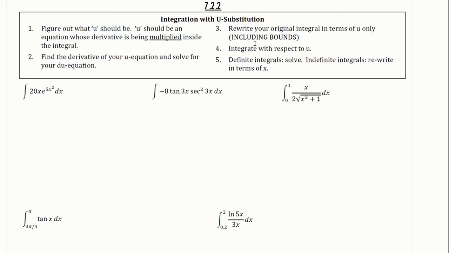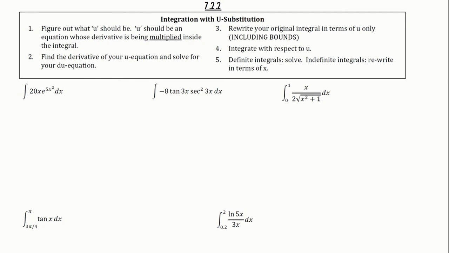Okay, so we're going to go through how to solve an integral using U substitution. U substitution is basically backwards chain rule. So if you think about how you take the derivative and use chain rule, U substitution allows us to undo the chain rule. And it gives us a process rather than guessing and checking. So I'm going to quickly go through the steps here.